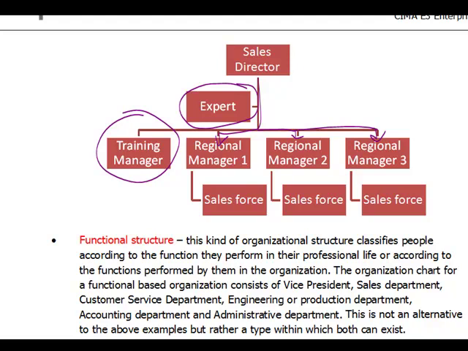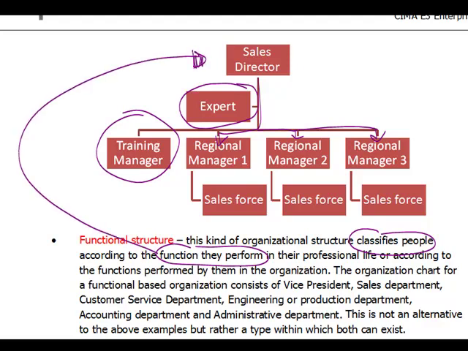Other structures are, for example, a functional structure, where people are classified according to the function that they do. It's not really a different type of structure, because what you see here is probably part of a functional structure in an organization, where you see the sales director, meaning that's the substructure of a sales department.